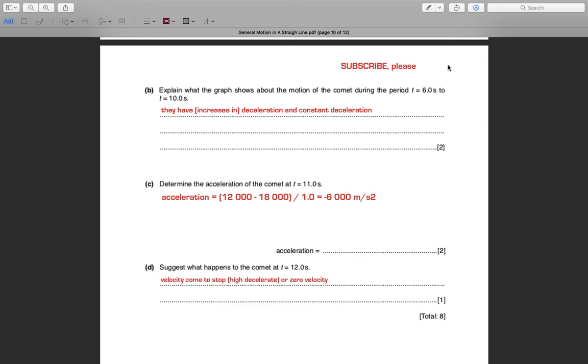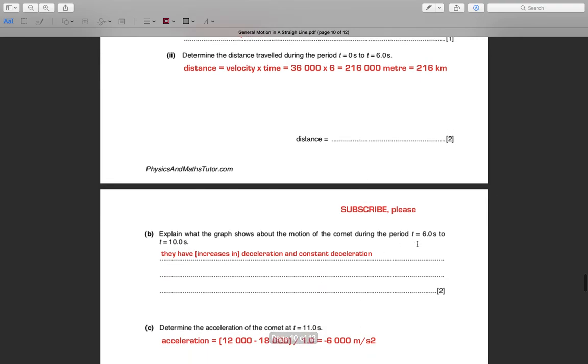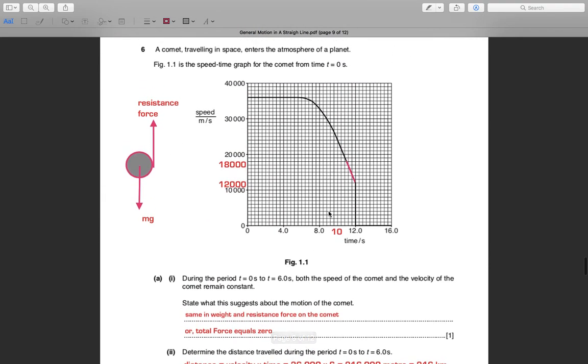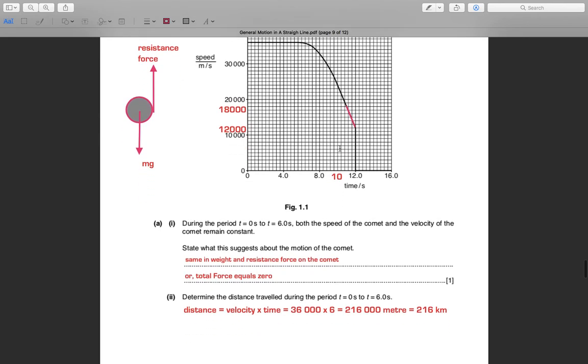Explain what the graph shows about the motion of the comet during the period 6 seconds to 10 seconds. Yes, they have increasing deceleration and then constant deceleration. Between 6 seconds and 10 seconds they have extreme deceleration and the speed goes down to around 20,000 meters per second.